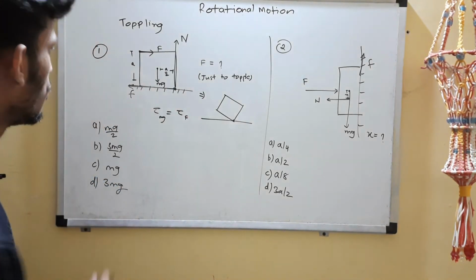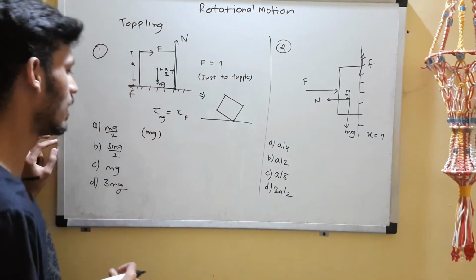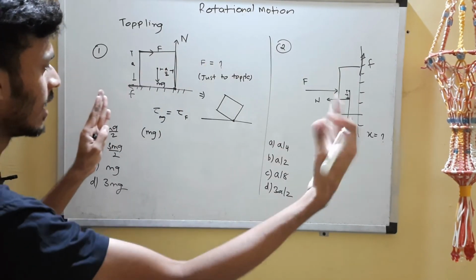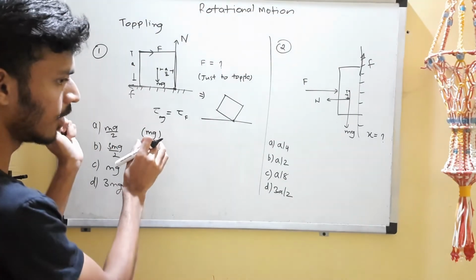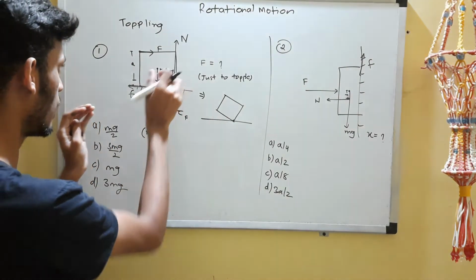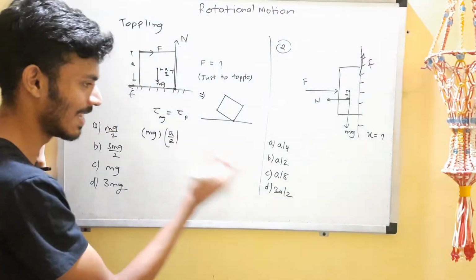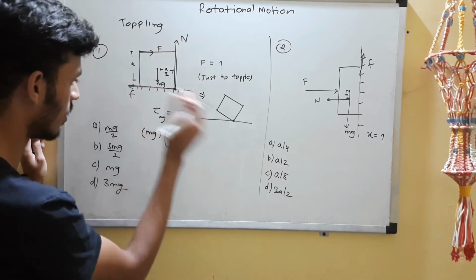Okay, so what is the torque due to mg? It's r cross F, right? So basically rF sin theta, with the angle being 90 and sin 90 being 1. You have to multiply F and r. F is mg, r is a by 2. So the distance from the point is a by 2 and mg is the force, right?